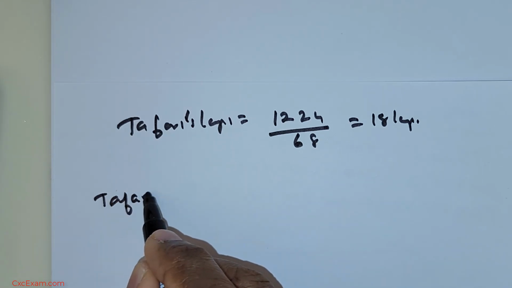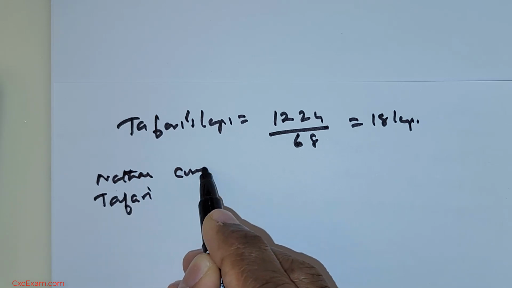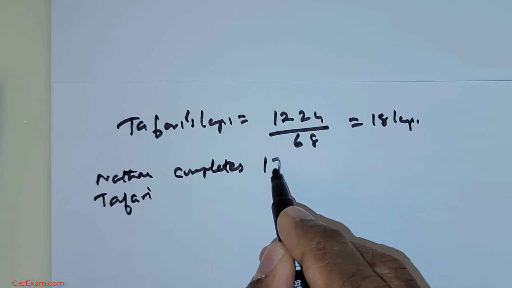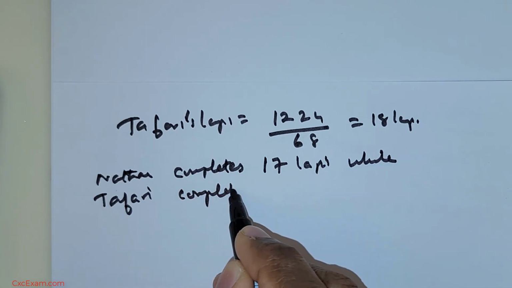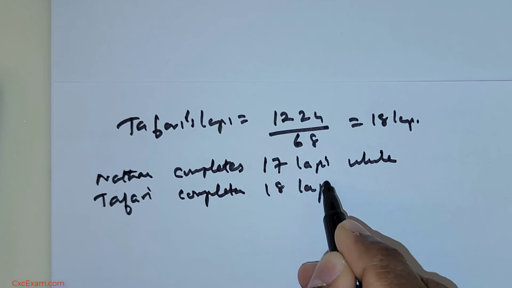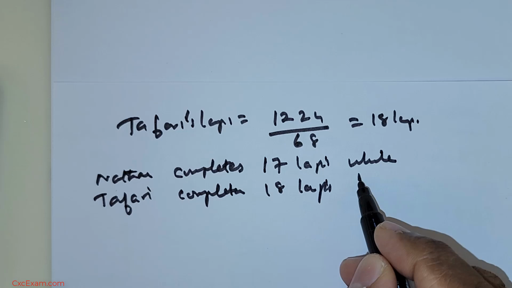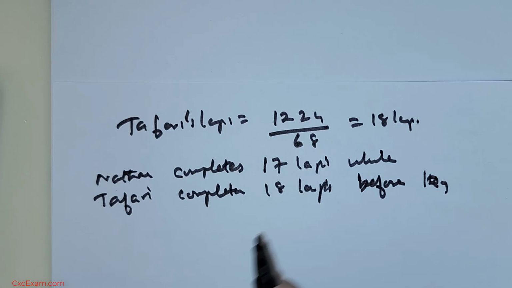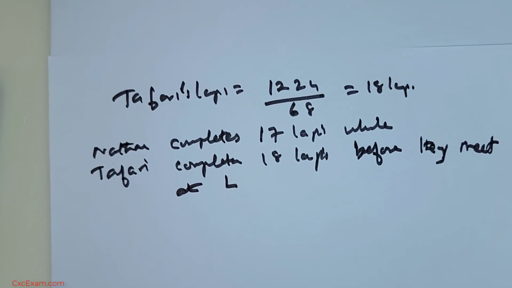So how do you conclude? Tafari and Nathan, right? Nathan completes 17 laps while Tafari completes 18 laps, before they meet at L. So this is the next question.